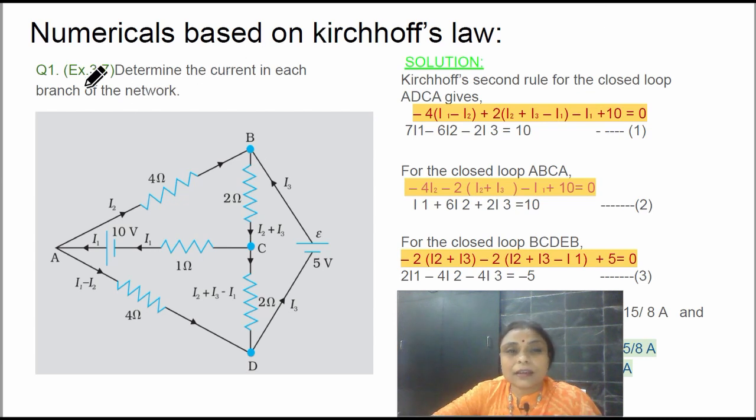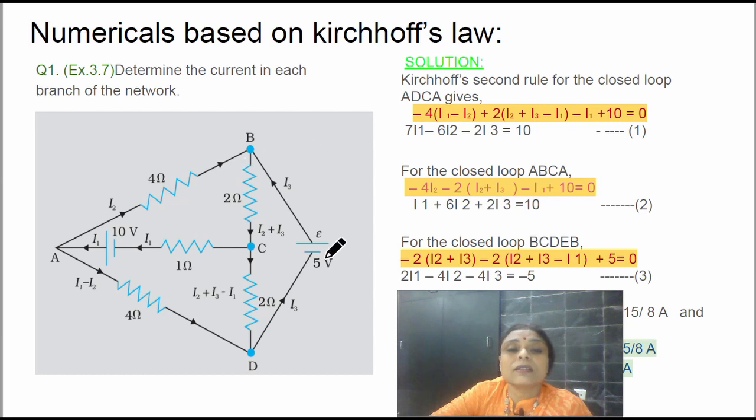This is example 3.7 of the NCERT book. The question is, you're given a mesh of a network. Determine the current in each branch of the network. AB is one branch, BE another branch, ED, AD. These are all different branches of the network. You have to determine the current in each branch.